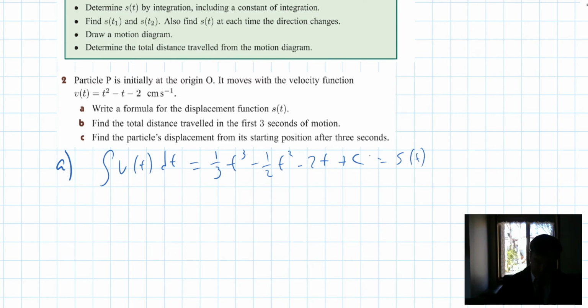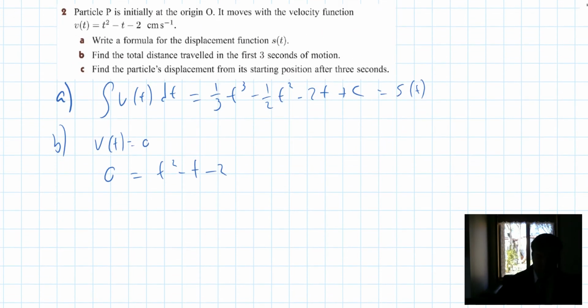Now we're asked to find the total distance travelled for the first 3 seconds of motion. So for total distance travelled, we first of all need to look at when v of t is equal to 0. So we're looking for a sign diagram to start with. v of t equals 0 is the velocity function equals 0. 0 equals t squared take t take 2. Now, going back to your year 10 quadratics, you're thinking, well, that's a quadratic. I'm looking for a sum and a product. This then factorises to t take 2, t plus 1. Took me a while there.